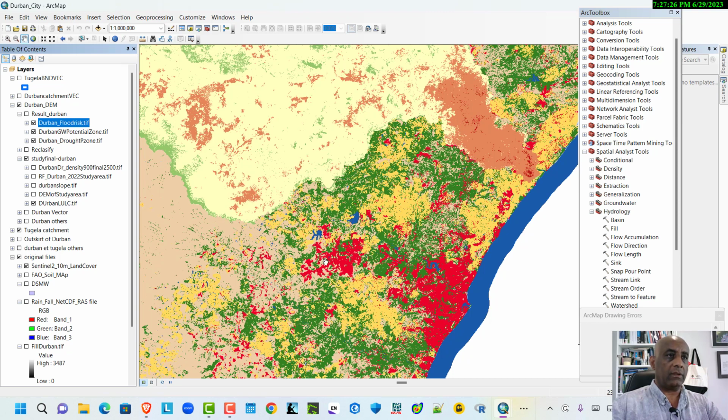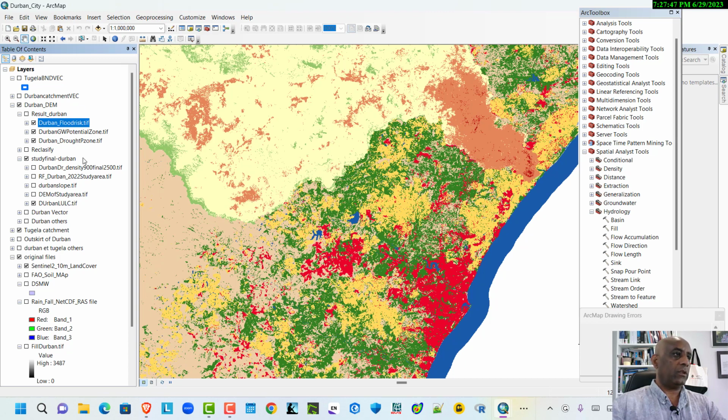This is Pietermaritzburg. That's Howick. And this is Pinetown. Mpumalanga is around this area. This is agricultural land. Mpumalanga is an agricultural land.